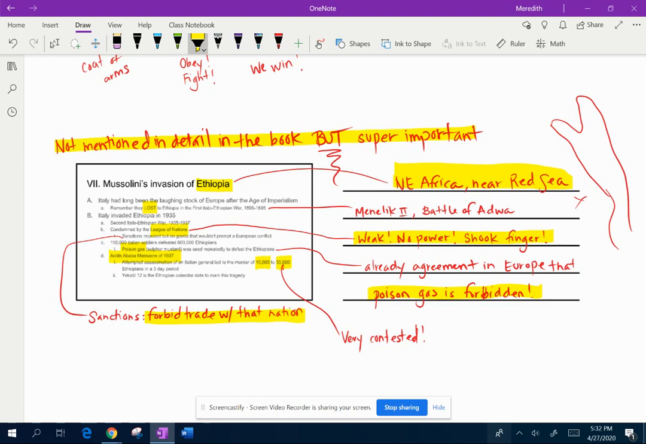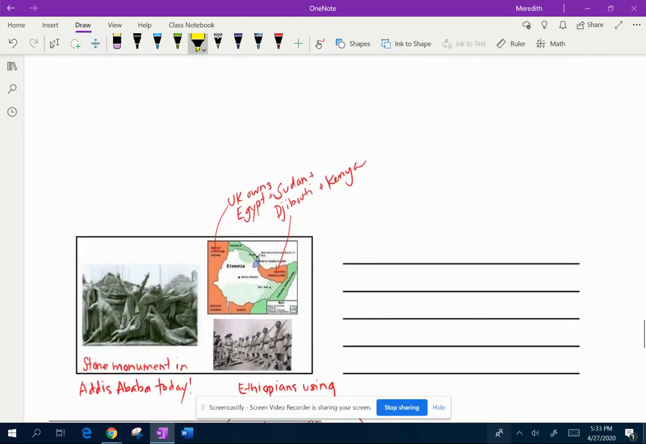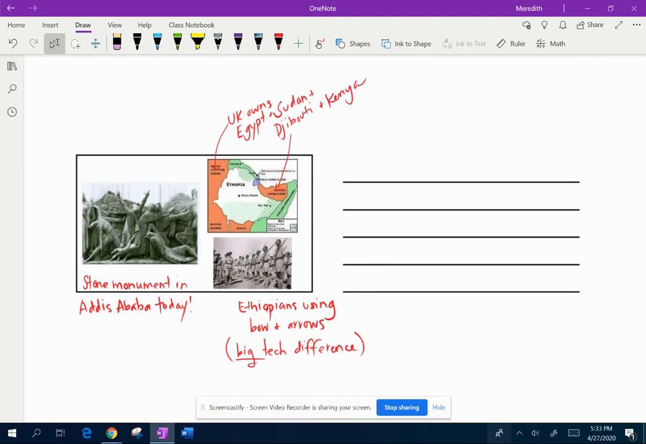So 10 to 30,000 Ethiopians are killed in a 3-day period, regardless of gender, age, their politics. Ethiopians are slaughtered because one Italian was almost killed. And if you guys are interested, the Ethiopians refer to it as Yekatit 12. It's the date in the Ethiopian calendar, Amharic, and it's the day to mark this tragedy. If we were to go to Addis Ababa today, they have a beautifully sad stone monument in one of their city centers, to commemorate this horrible, horrible tragedy.